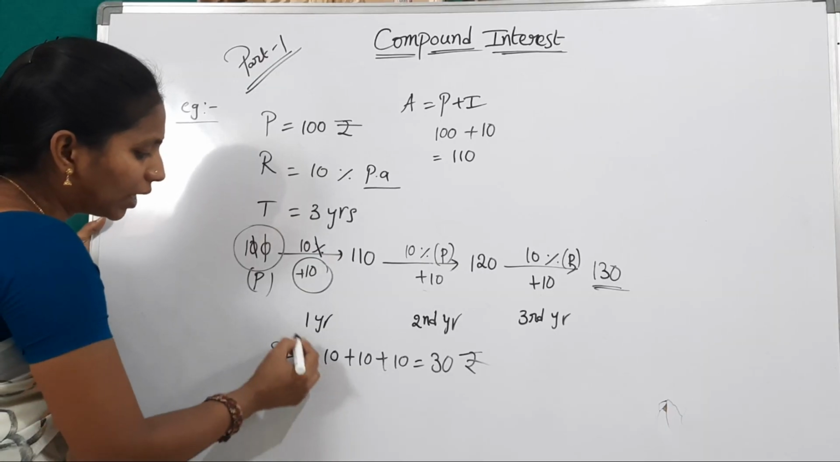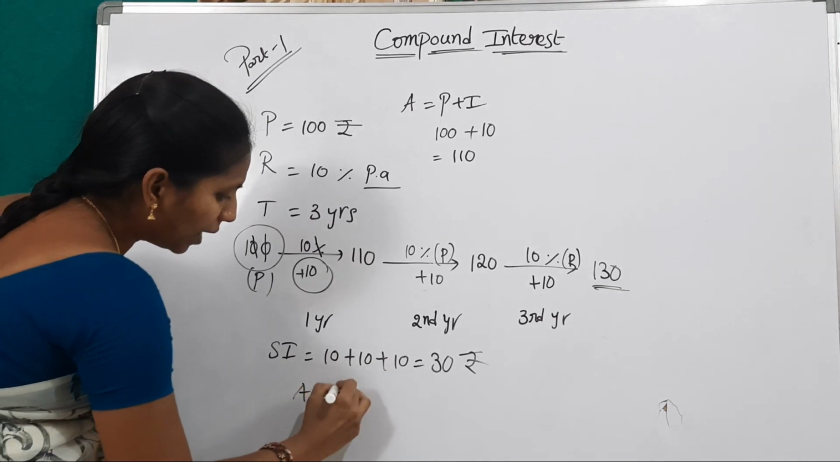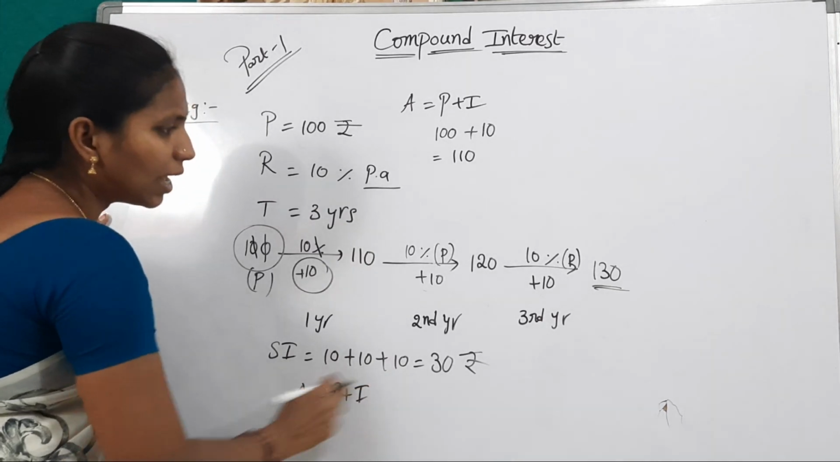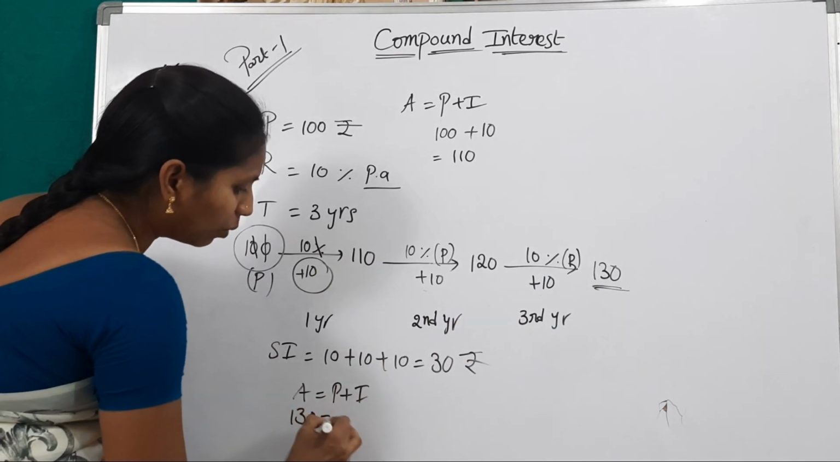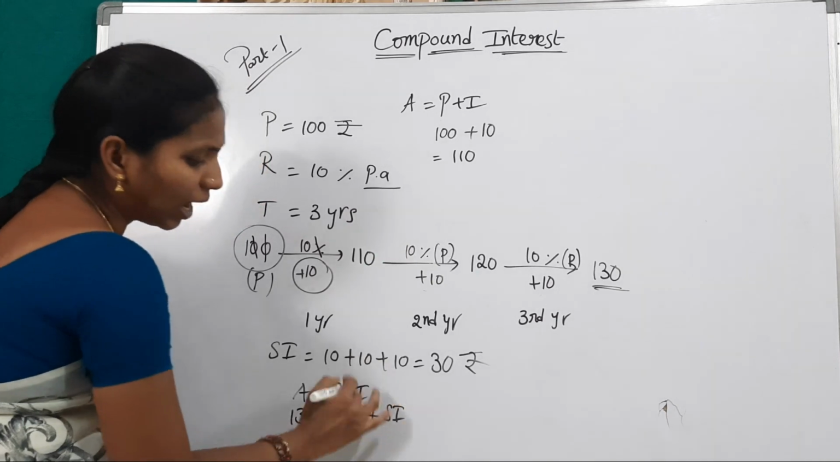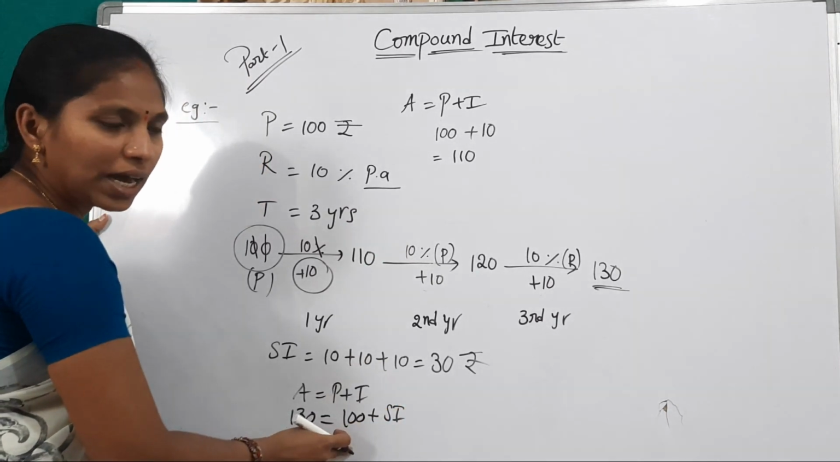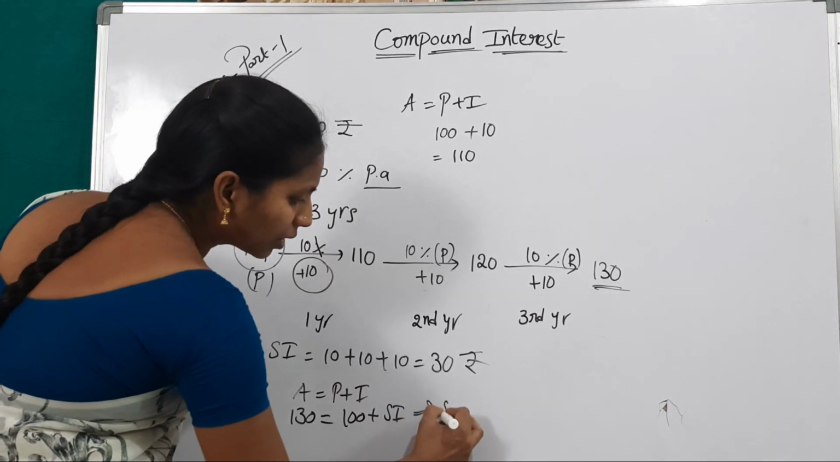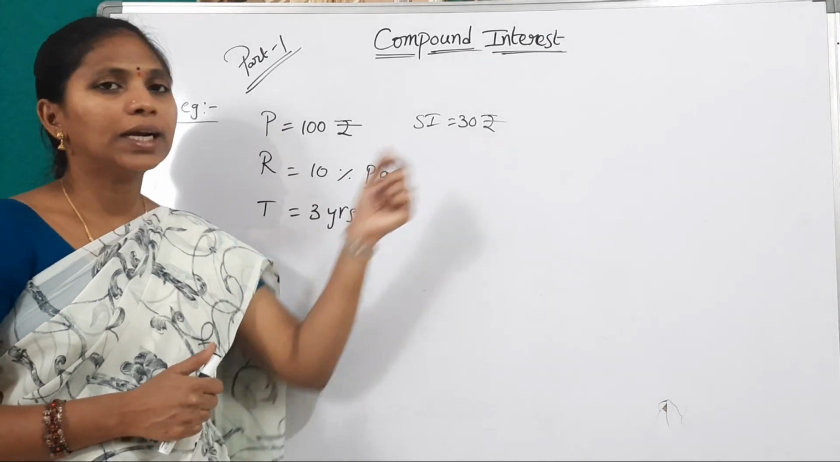Another method to calculate simple interest is, what is the formula here? A equals P plus I. What is the amount here after 3 years? 130. 130 equals, what is the principal? 100 rupees. Plus what is SI? Here I means simple interest. Then SI equals 130 minus 100, that is equal to 30 rupees. For this example, simple interest is 30 rupees.